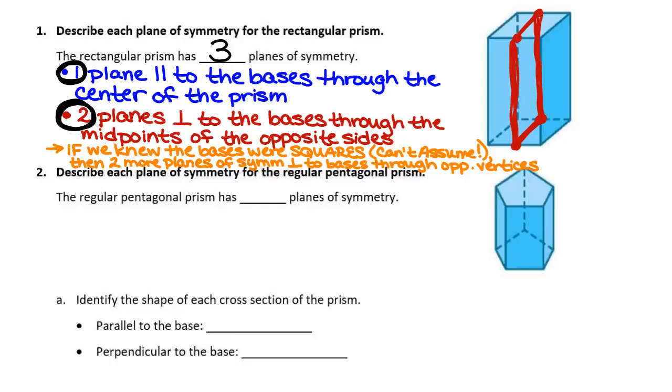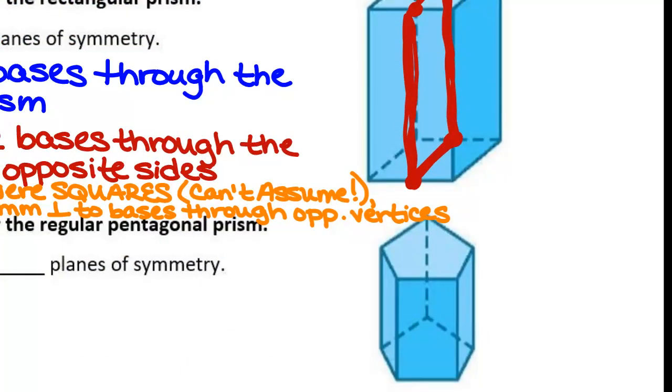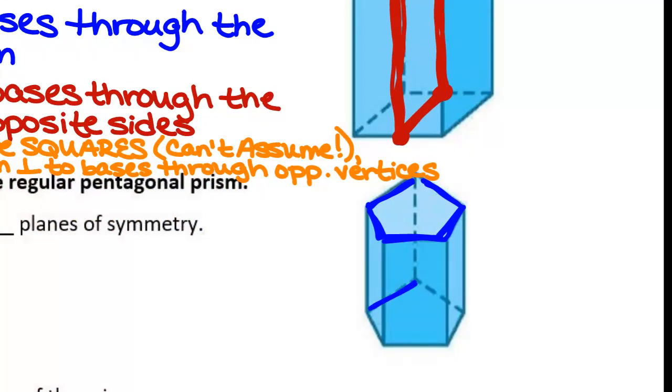Let's try a different shape. Here I have a pentagonal prism. How many edges do the bases have? 5 edges. Because the top is a pentagon, 5 sides, and the bottom is also a pentagon, 5 sides.